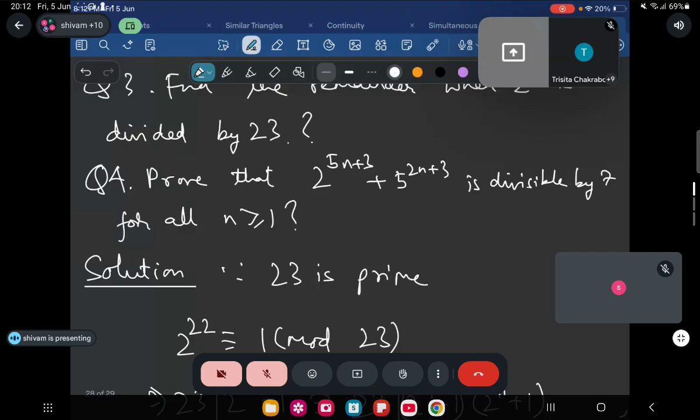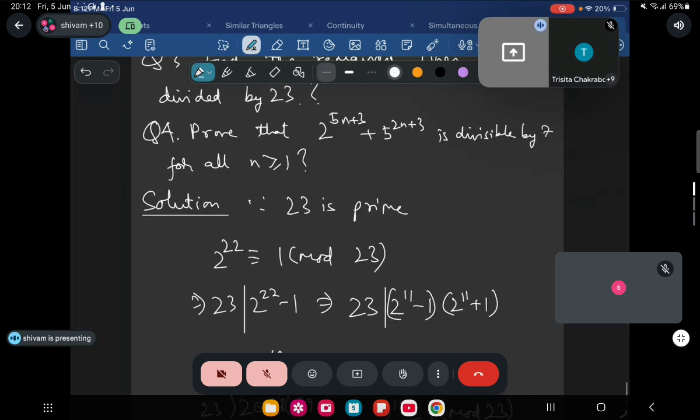See, you can also do it by induction. Your choice. Induction is also possible. Last day I have taught induction. You can apply mathematical induction also and do it. But see, with congruences, how we can prove this.